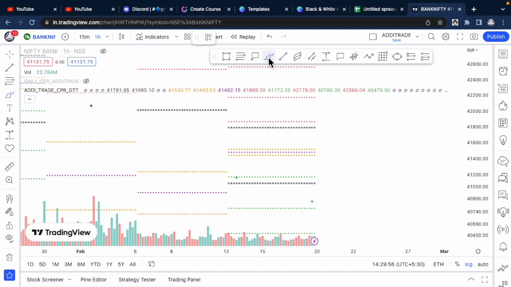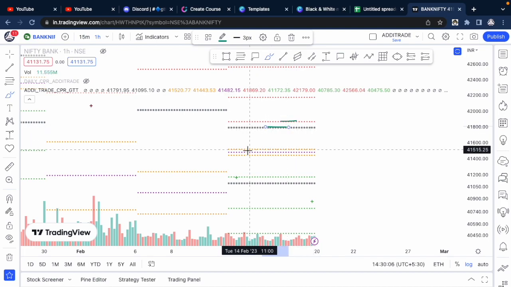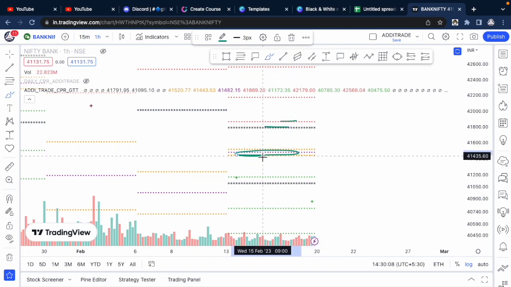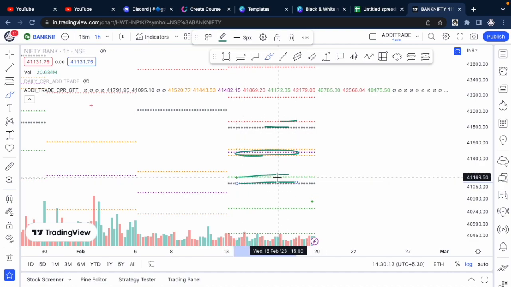This is the weekly CPR, which is seen on a weekly time frame, on an hourly time frame, but for the entire week. The red dotted line is the R1, the black dotted line is the previous week high, then you have the CPR level, then you have S1, the previous week low.